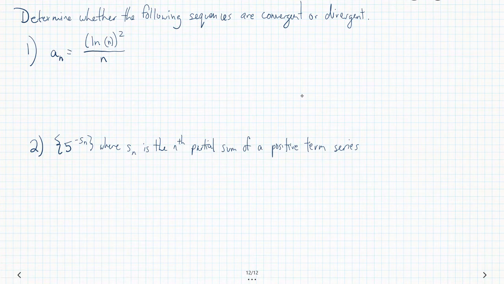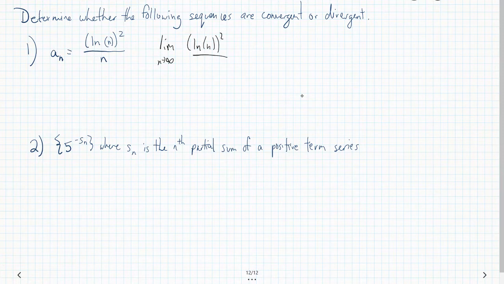Okay, so we're going to finish this thing, bring it home with 2 sequences, and see if we can solve these. So determine whether the following sequences are convergent or divergent. So what do we have happen here? Well, all we need to do when we're determining if a sequence is convergent or divergent is take the limit as n goes to infinity. Okay, so limit as n goes to infinity, we have of natural log of n, the quantity squared over n.